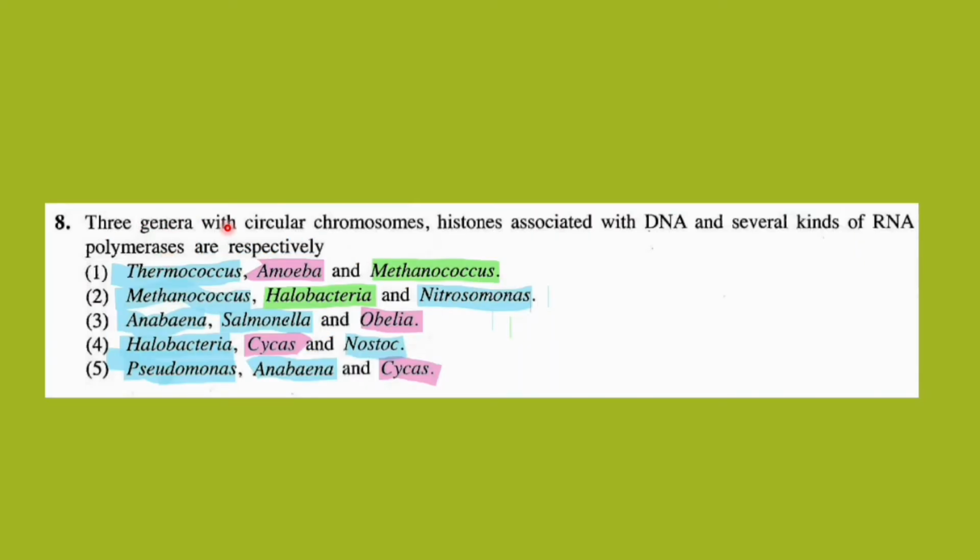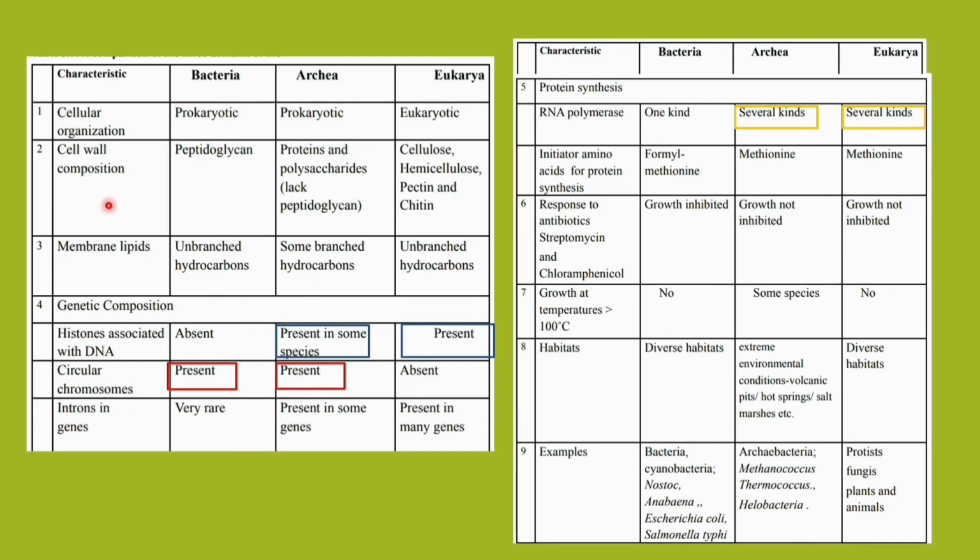Eighth question, they have given three genera in this order. So we have to choose the organisms which have circular chromosomes, histones associated with DNA, and several kinds of RNA polymerases in that order. So we know when we talk about organisms, there are three domains: bacteria, archaea, and eukarya.